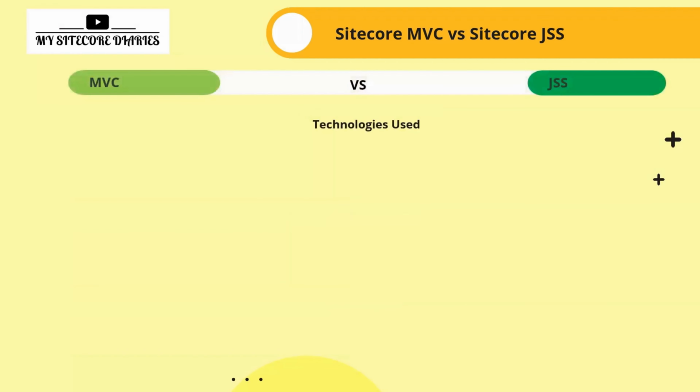We'll move to the next topic, that is the technology used. Everyone knows what is used in Sitecore MVC. ASP.NET MVC, Razor, C Sharp, and Sitecore APIs are used. These are the technologies, or the competencies, which you should be aware of while working on Sitecore MVC. Now, Nikhil, what is there in JSS?